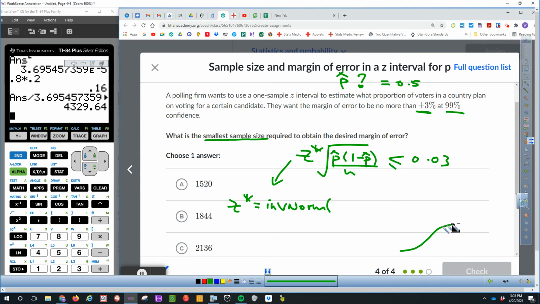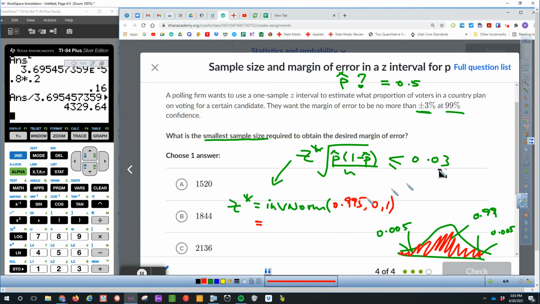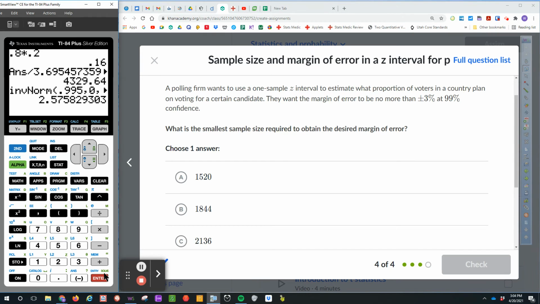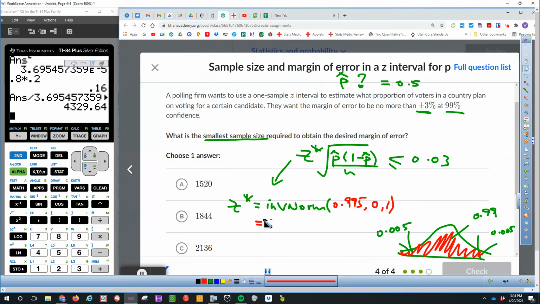So this is 99%, which is 0.99, which means each tail is 0.005, because when they both add up, it will give you 0.01. For the area to the left, you have to include one of the tails, so this is 0.995. Mean is 0, standard deviation of 1. Let's go to second, vars. Inverse norm of 0.995, mean 0, standard deviation 1. So it's 2.576.